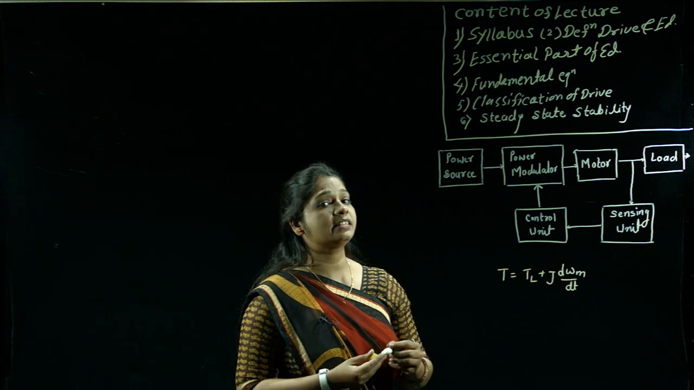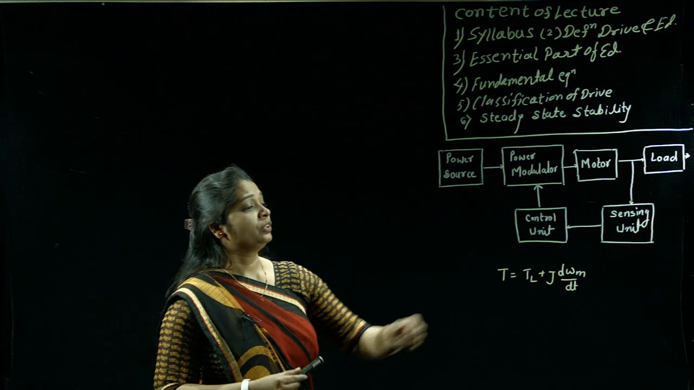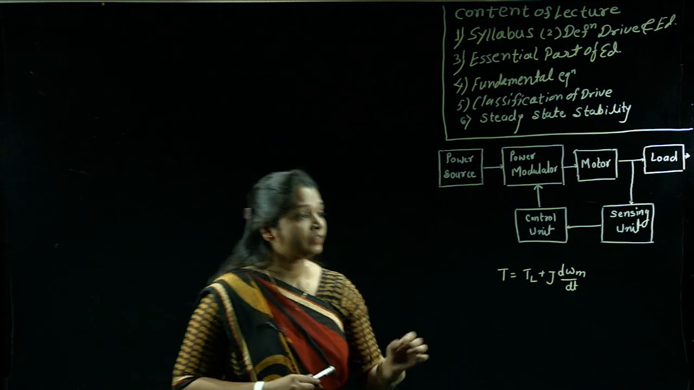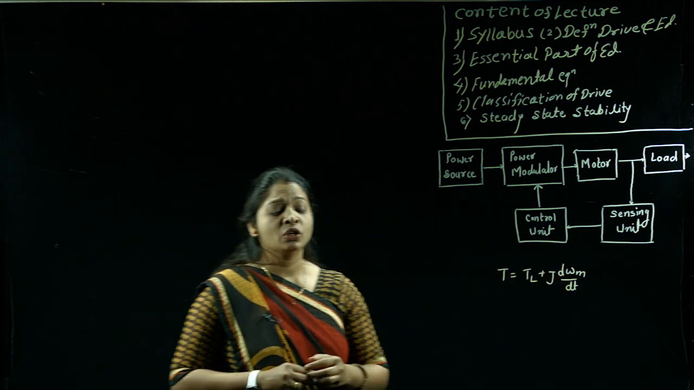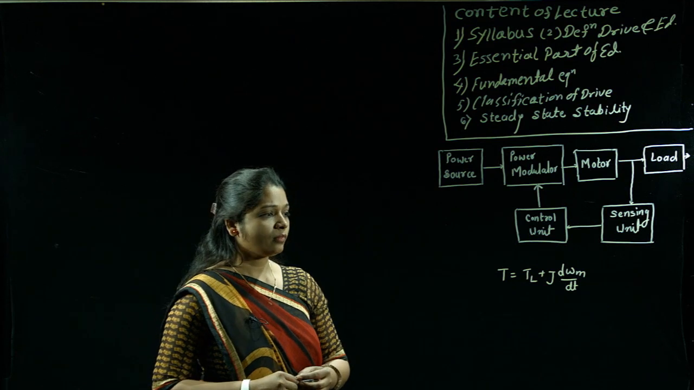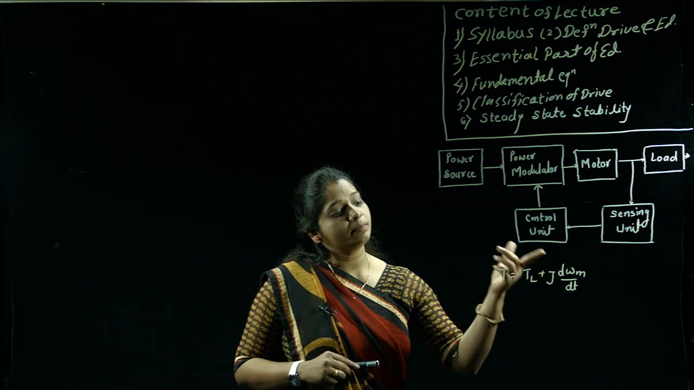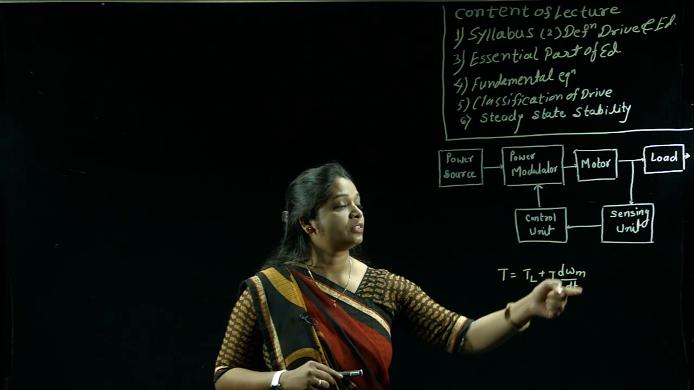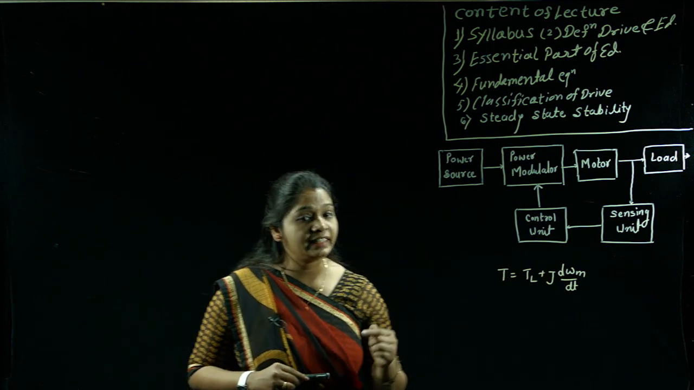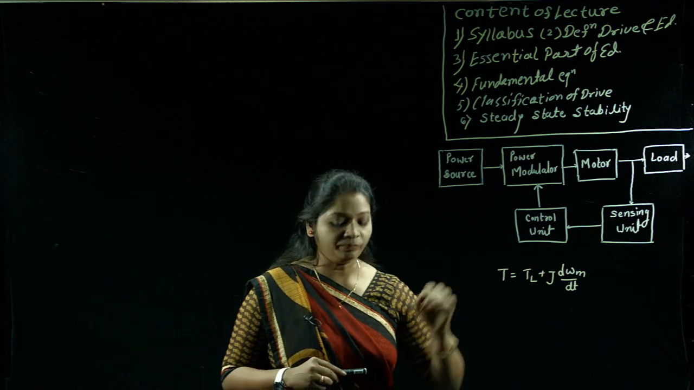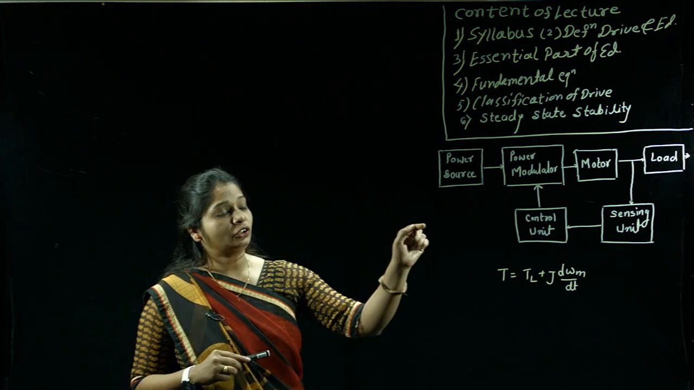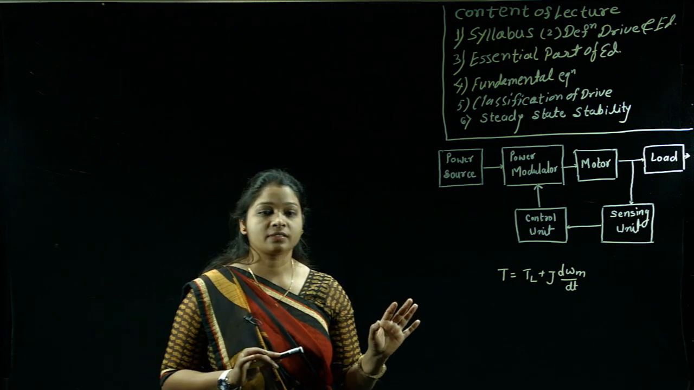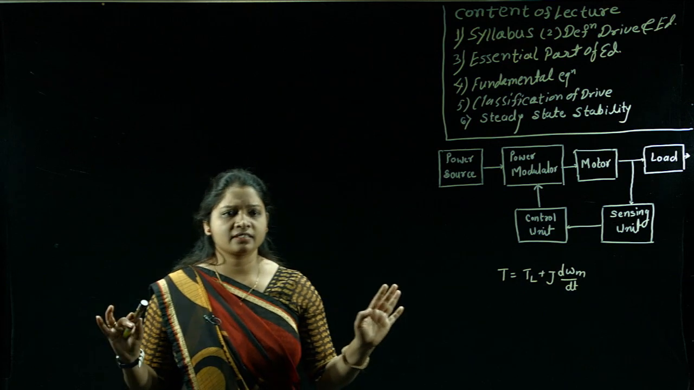Here T indicates the motor torque, TL indicates the load torque, plus J, the moment of inertia, times d omega by dt. In that equation the motor torque is counterbalanced by the load torque and the dynamic torque. So J d omega m by dt indicates the dynamic torque. That dynamic torque is present only when a transient condition occurs, meaning it is absent in steady state condition.